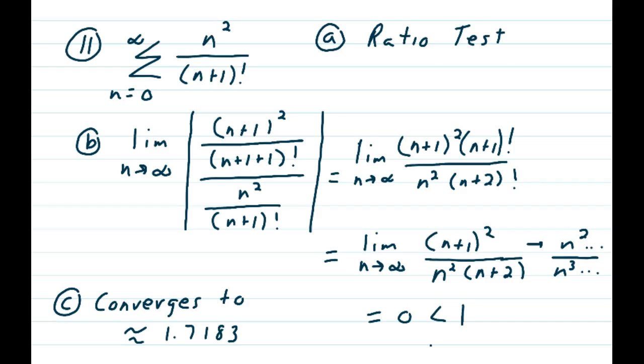And the ratio test tells us if we get an answer of a limit less than 1, we get convergence, so this series converges to approximately 1.7183.